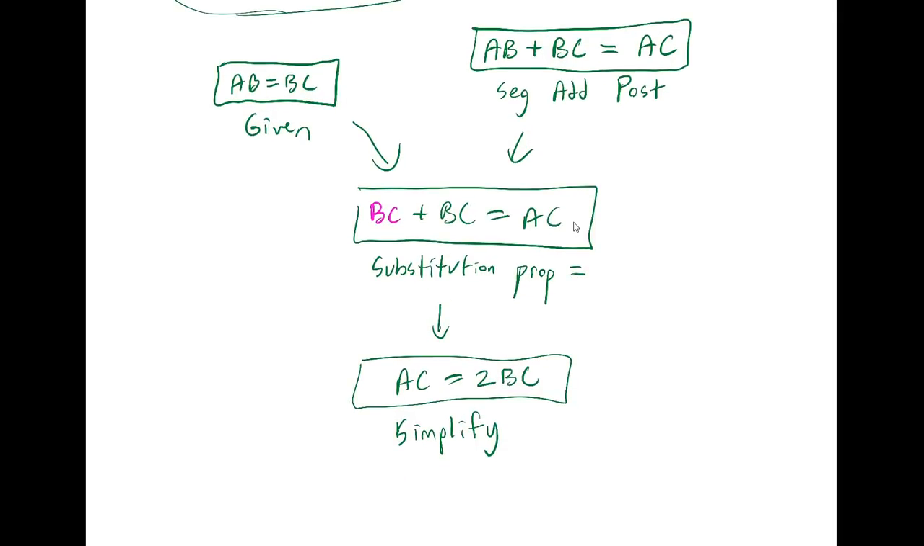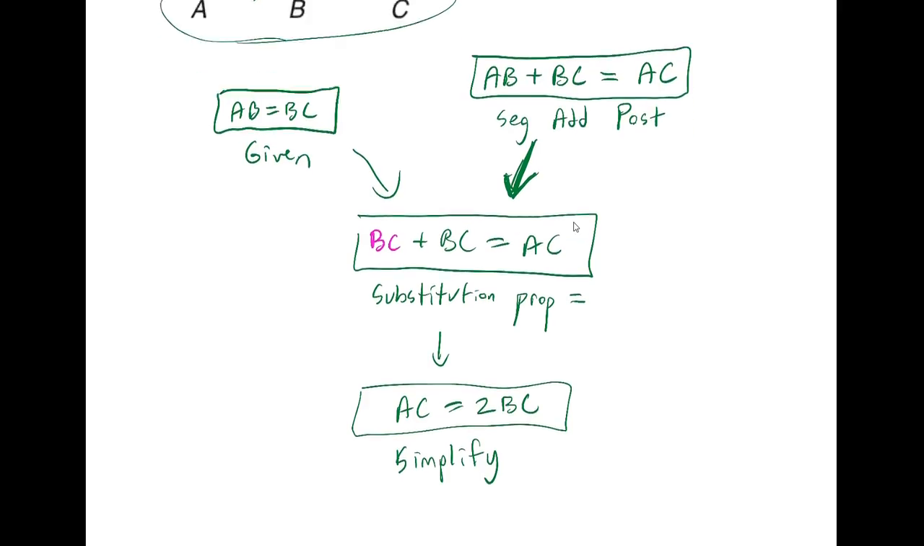Again, I think the flow here of a flowchart proof is so much more clear about arrows, where it goes, logical flow.